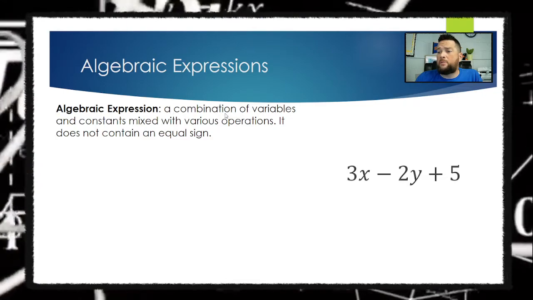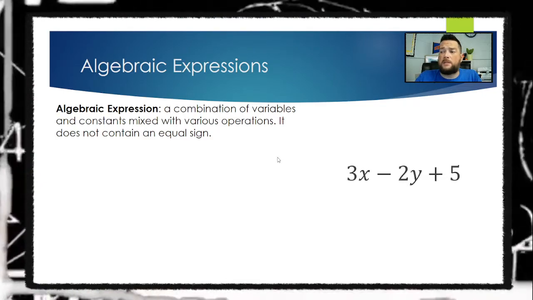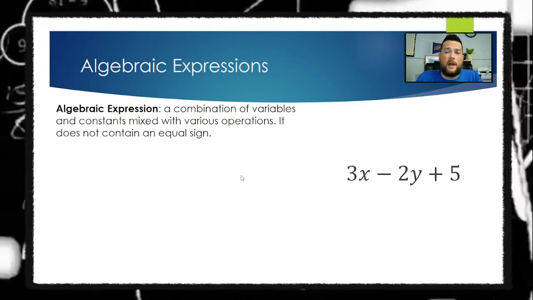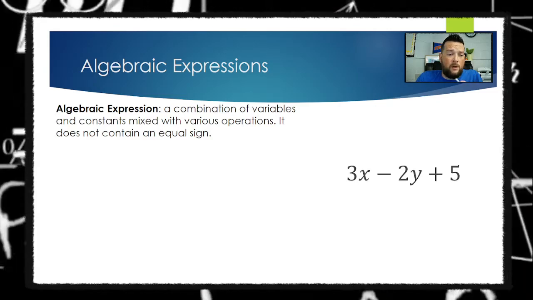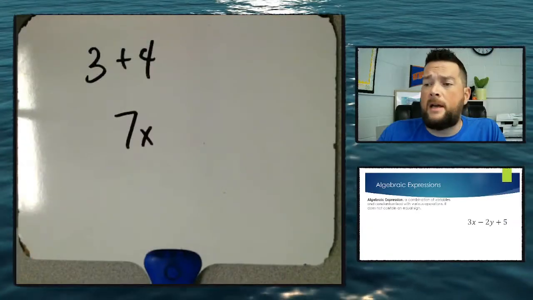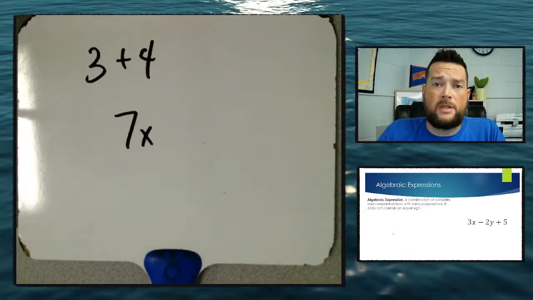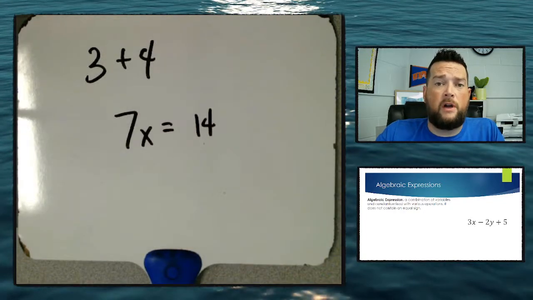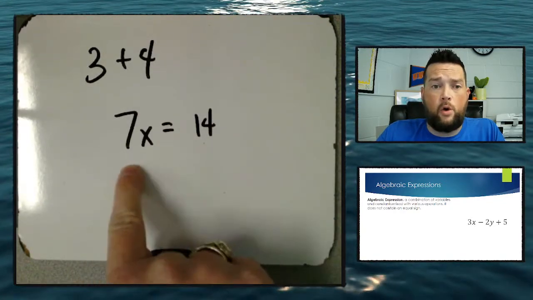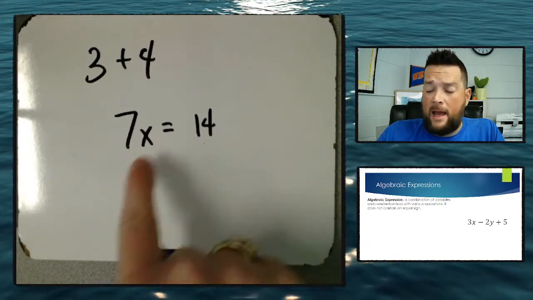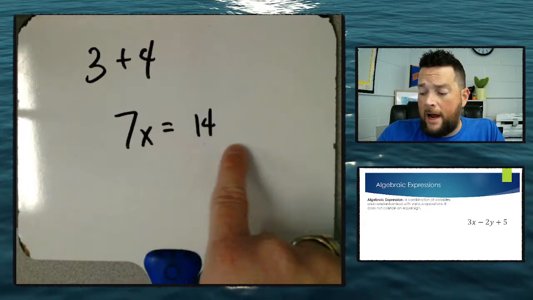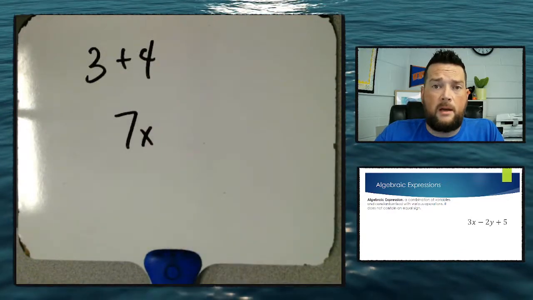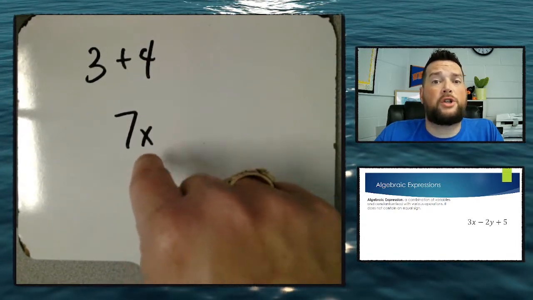So an algebraic expression by definition is a combination of variables and constants mixed with various operations, and it does not contain an equal sign. You should have learned that already. If you haven't, then just know that expressions don't have equal signs. They become equations when you put an expression on the other side of an equal sign. So this would be an equation, because I see an equal sign and I see an expression on either side of the equal sign. Taking away the equal sign makes this just an expression.